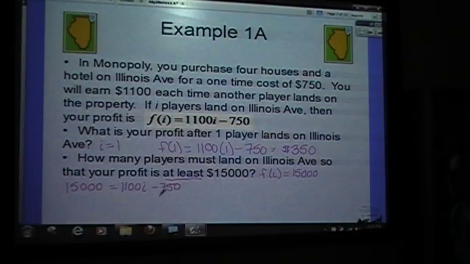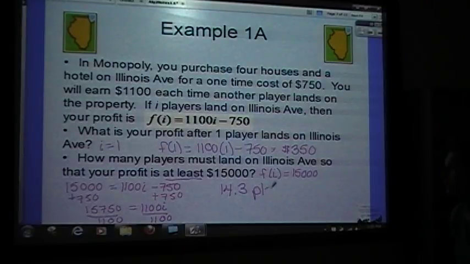First step to getting I by itself, to figure out how many people need to be there, is we're going to add 750 to both sides. 15,750 equals 1,100 I. Divide both sides by 1,100. And I got 14.3 players.